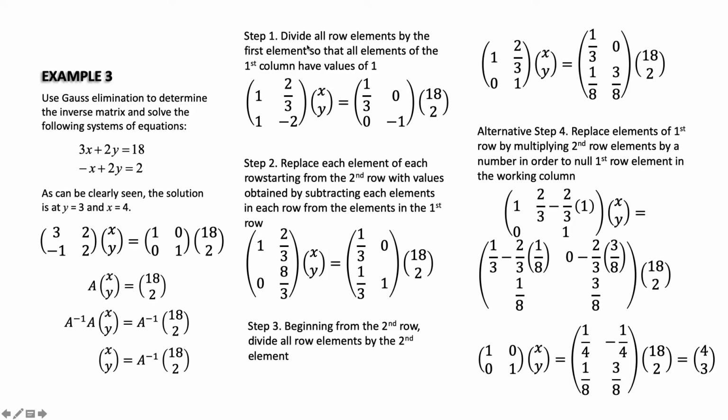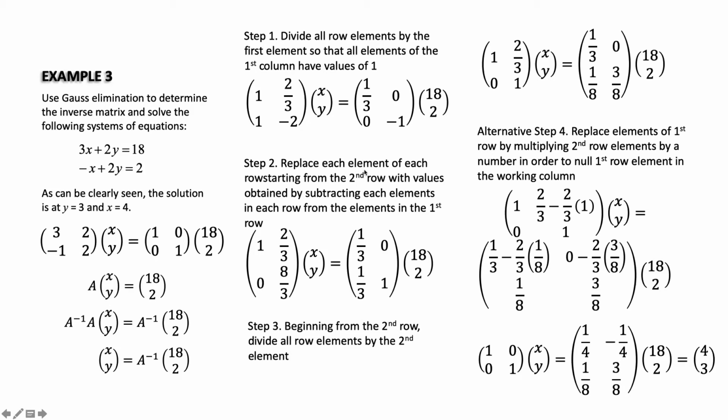Okay, so step 1 is we divide all row elements by the first element so that elements in the first column have values of 1. We've already done this before. So we divide this by 3, we divide this by 3, and we divide this by 3, and we divide this by 3. So we have 1, 2/3, 1/3, and 0. And then we divide this by -1, we have 1 there. Divide this by -1, we have -2. Divide this by -1, which is still 0, and divide this by -1, so we have -1 there.